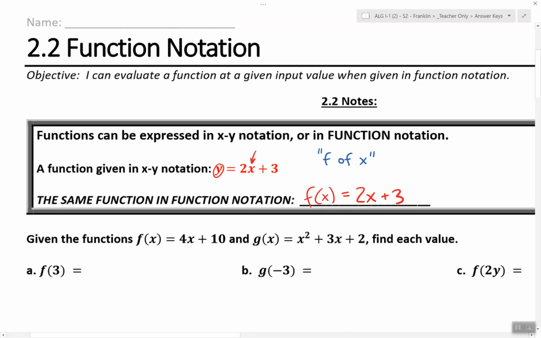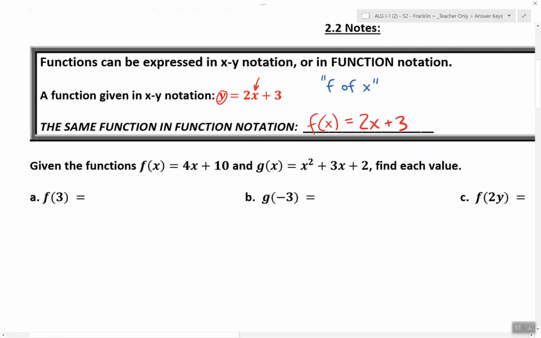So all this f of x does is tell you that we're going to use the f function and our input is x. And that's why we see an x in the equation. It's a little easier to understand if we do some examples, so let's get right to it.